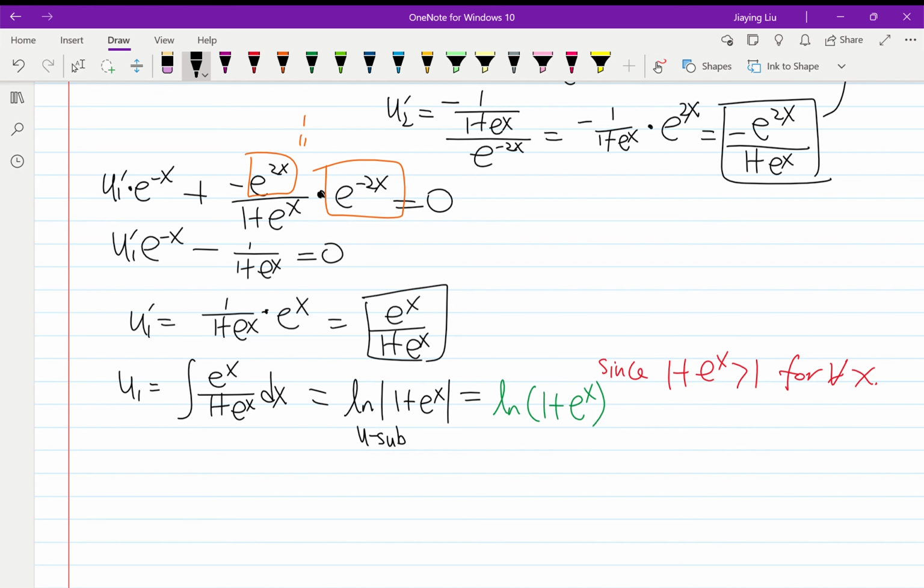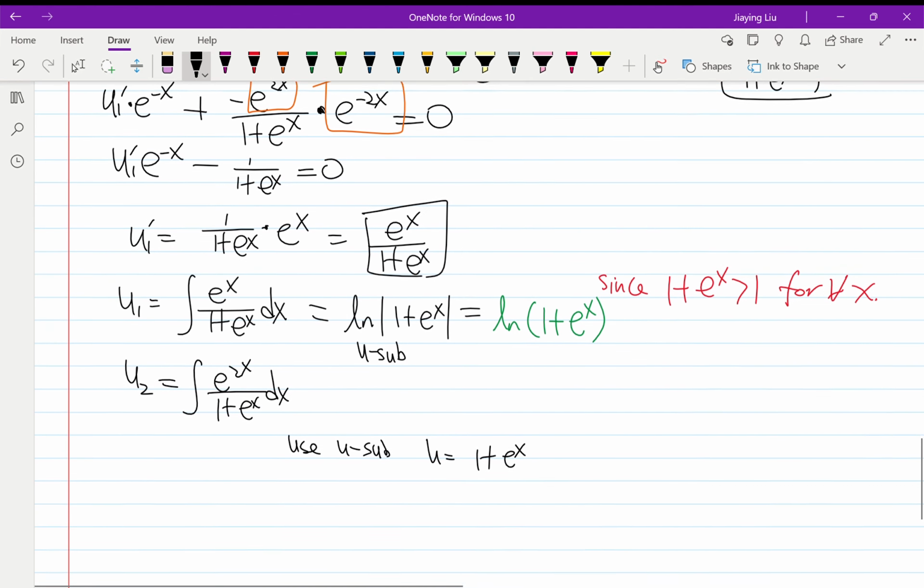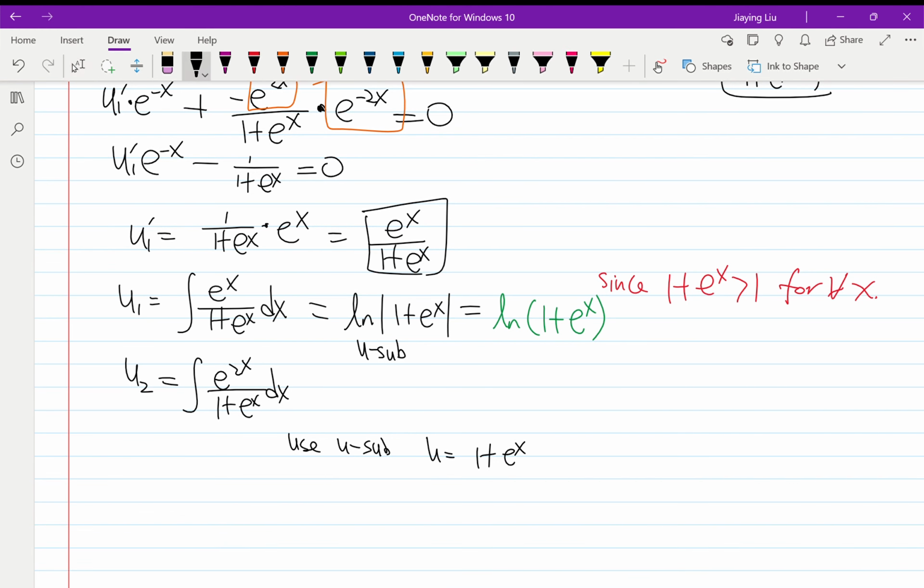And then we do the same thing with u2. So u2 is equal to the integral of e to the 2x over 1 plus e to the x dx. And again, we might want to use u substitution by letting u equals 1 plus e to the x and carry out the steps. I'm going to do it really quickly. So that's going to be du equals e to the x dx. And then we can try to put it into the integral.